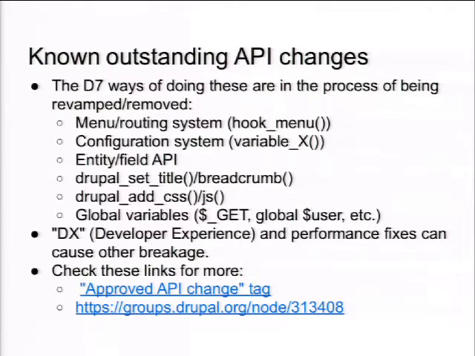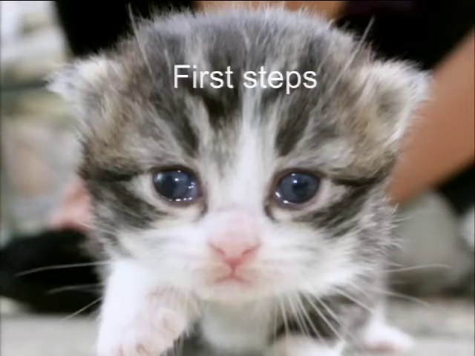And we have a couple of resources here for the API change tag, and there's a big list that Jess made that goes into much more detail on the stuff that's still outstanding. So with that out of the way, let's do some first steps. This is going to be a hands-on thing, yay.